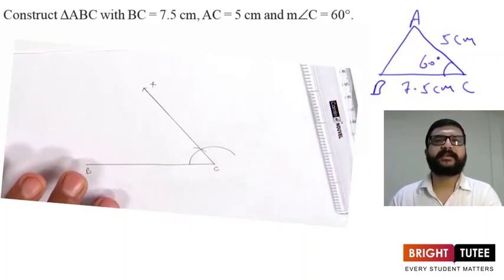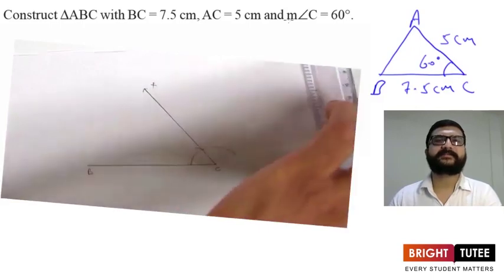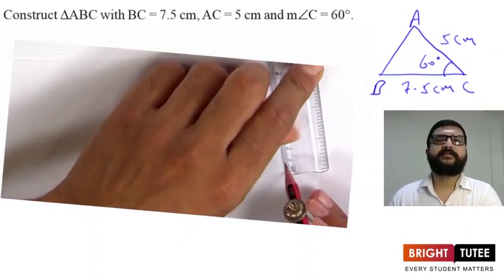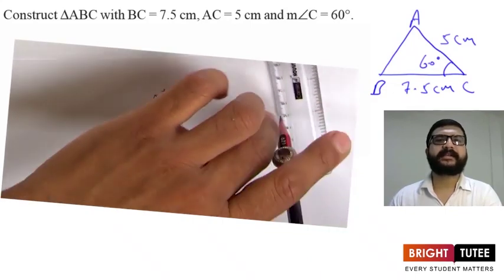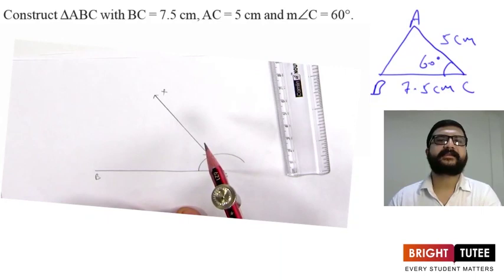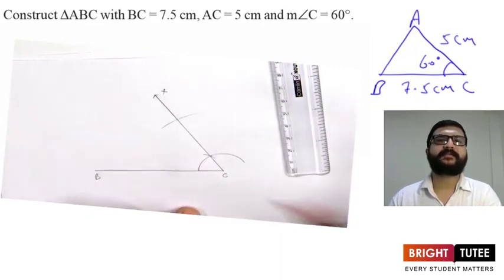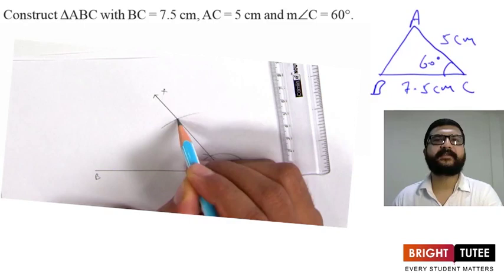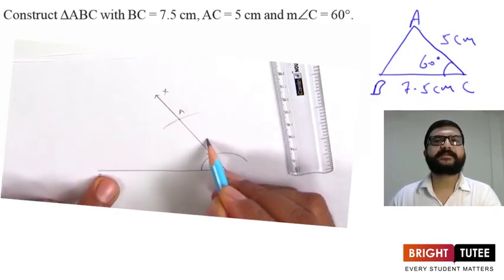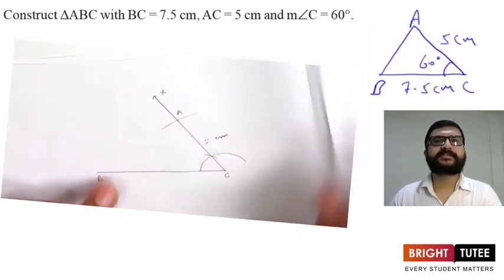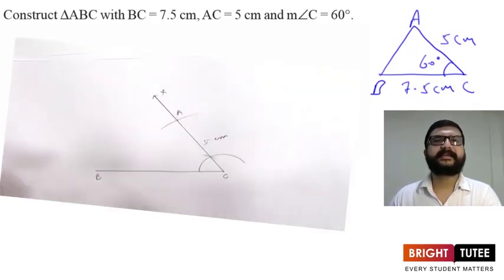Now what else we need? We need AC to be 5 centimeters. So what we have to do now? With C as a center, we have to make an arc of radius 5 centimeters intersecting CX at A, like this. So we have to make an arc like this now. In the steps of construction, we will write: with C as a center and radius 5 centimeters, make an arc intersecting the ray CX at point A.